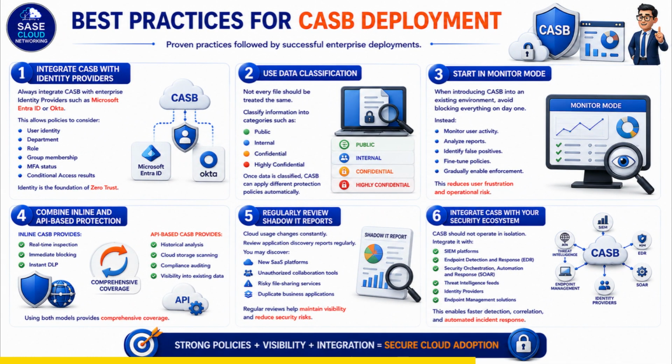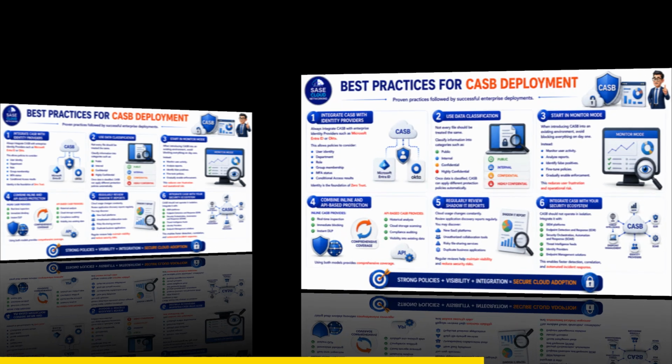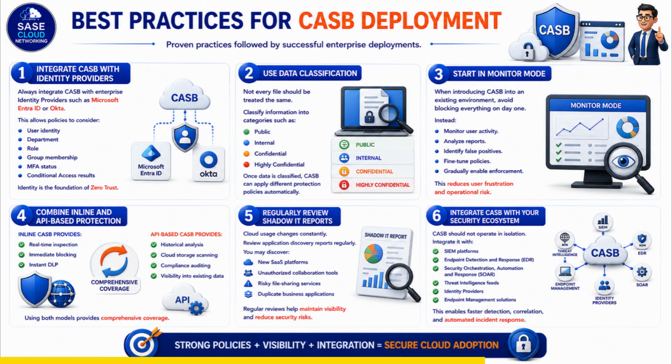Best practices for CASB deployment. Let's now discuss the practices followed by successful enterprise deployments. 1. Integrate CASB with identity providers. Always integrate CASB with enterprise identity providers such as Microsoft Entra ID or Okta. This allows policies to consider user identity, department, role, group membership, MFA status, conditional access results. Identity is the foundation of zero trust.